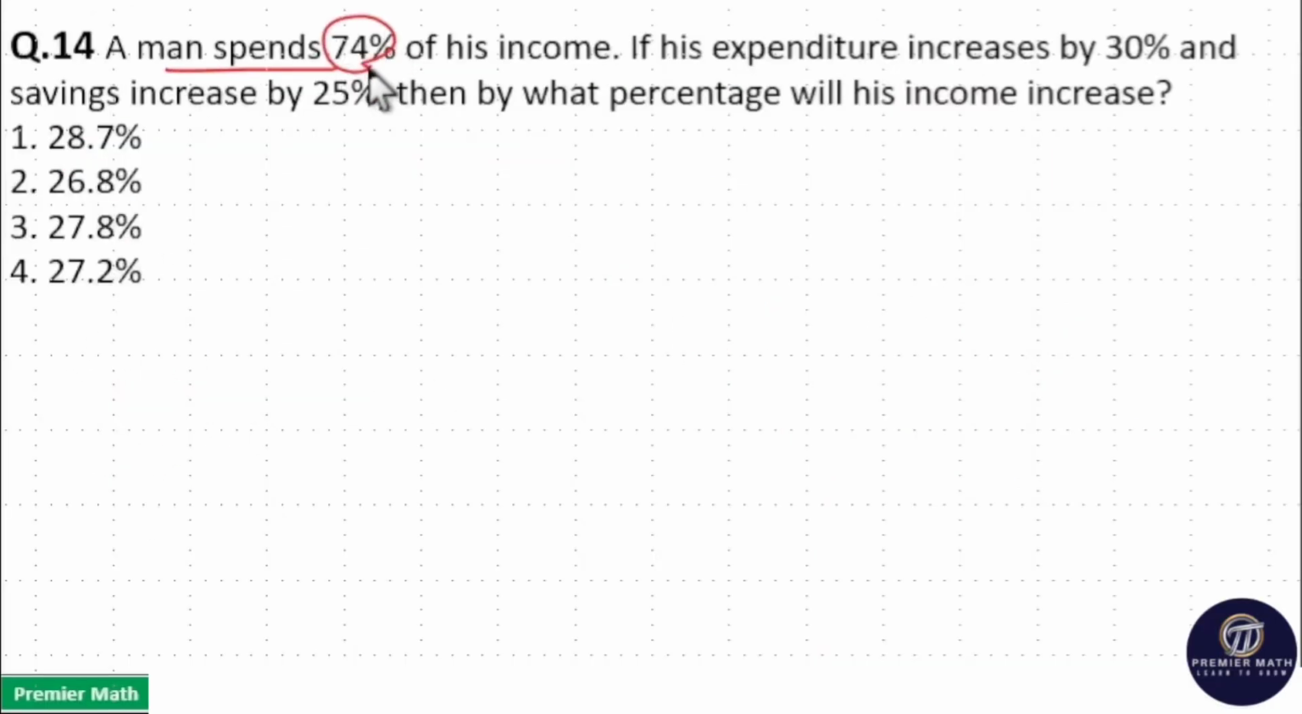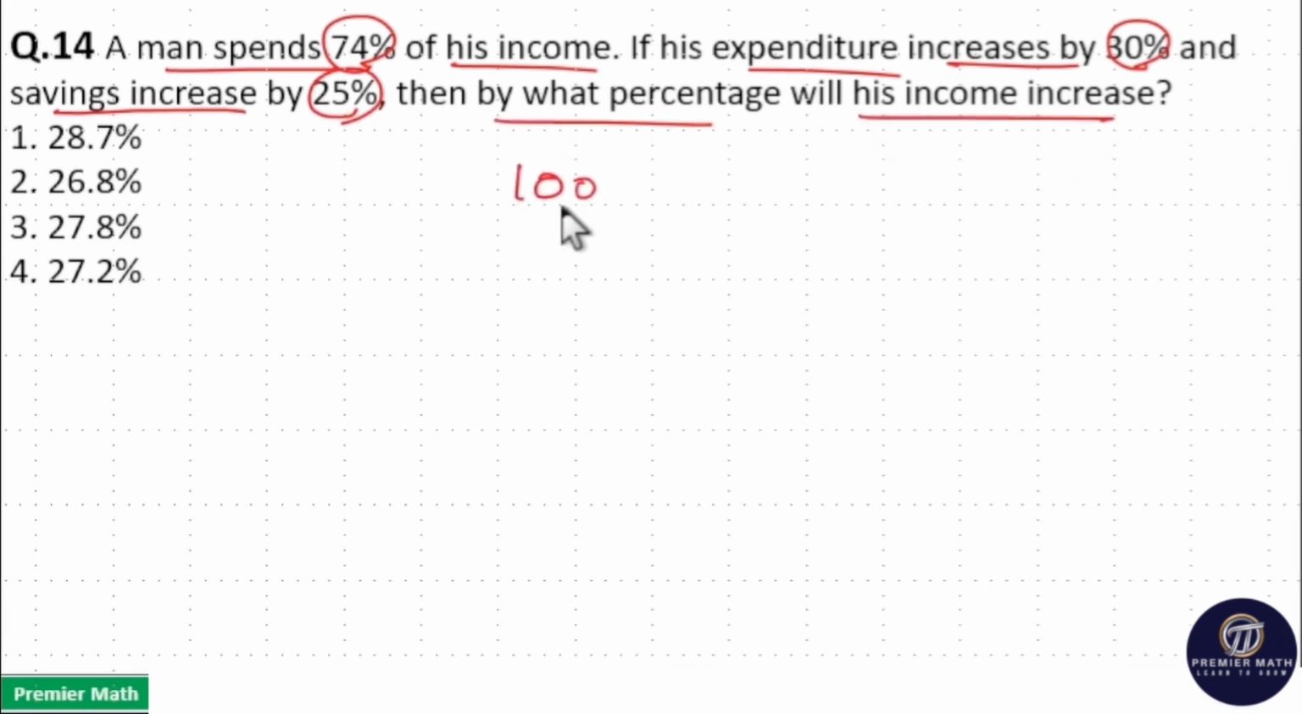A man spends 74% of his income. If his expenditure increases by 30% and savings increases by 25%, by what percentage will his income increase? Here consider 100 rupees as his income. Now he spends 74% means out of 100, 74 he spent, and remaining 26 is his savings.